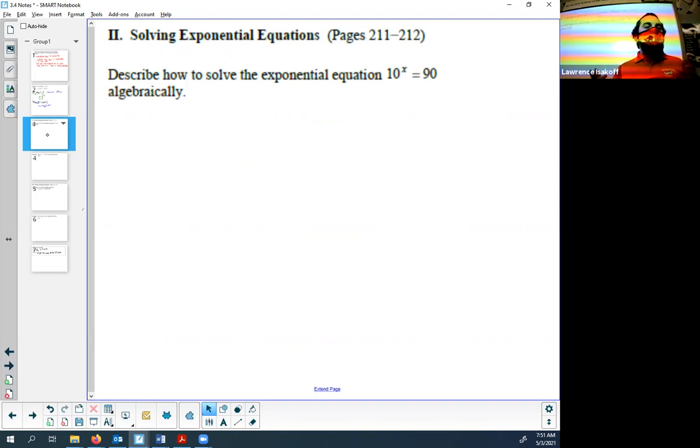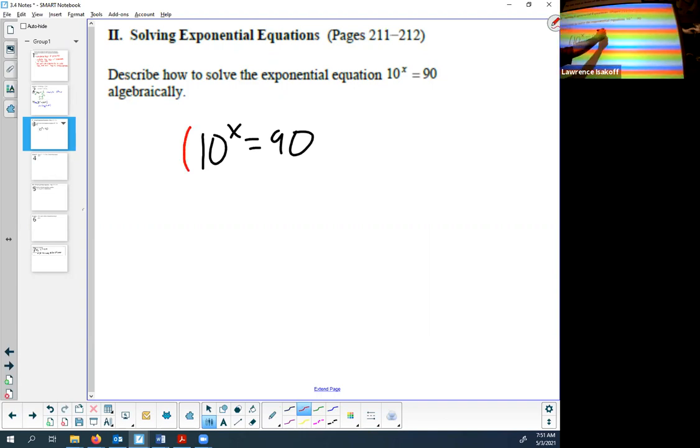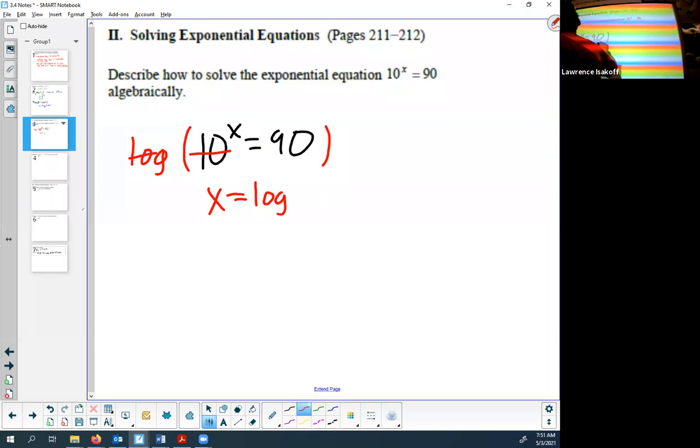Here with this, I can't figure out 10 to what power gets me 90. So here's what we're going to do. 10 to the x equals 90. Essentially, what we can do is take the log of the entire thing. Now, I do not need to write log base 10 here because that's our default base. So the log and the base of 10 cancel out, leaving me with x equals the log of 90.